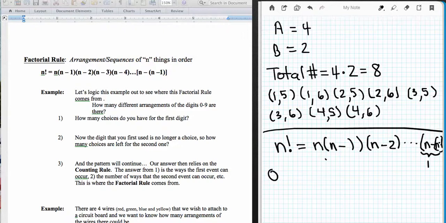Now, something that you should know as well is 0 factorial is always equal to 1. So you know how we have the 0 exponent defined in mathematics? Well, with the factorial, we also have a definition.